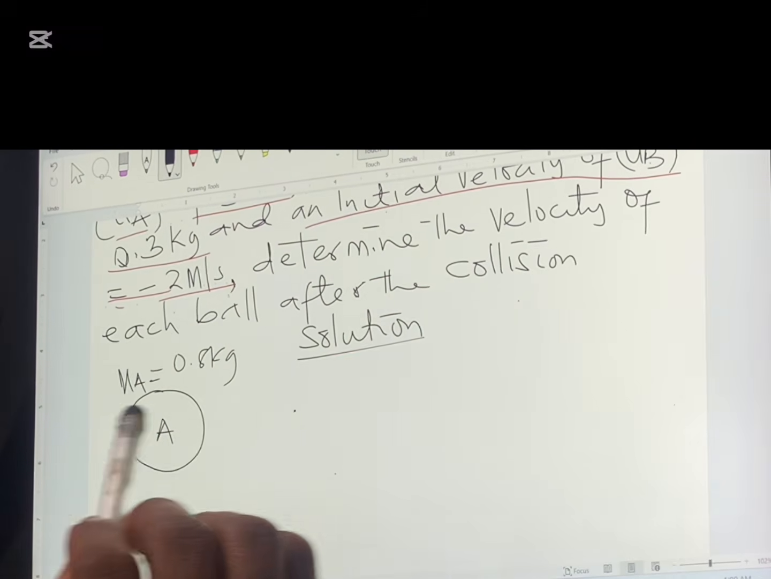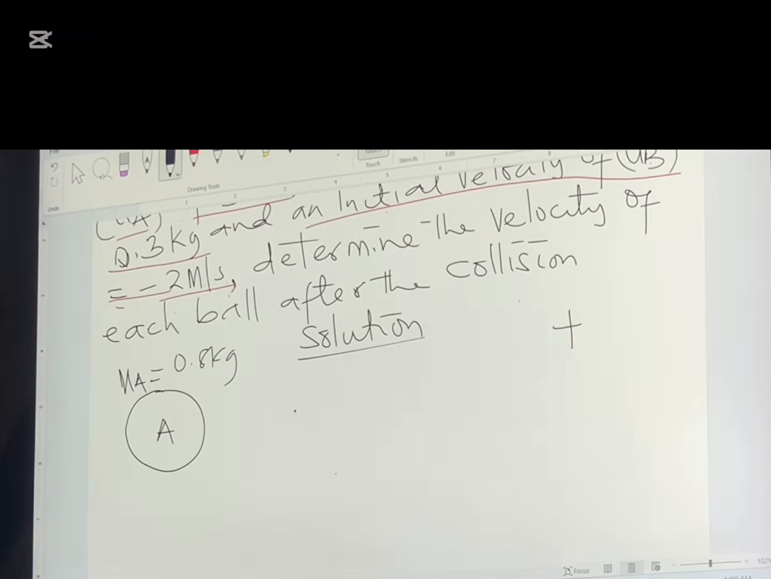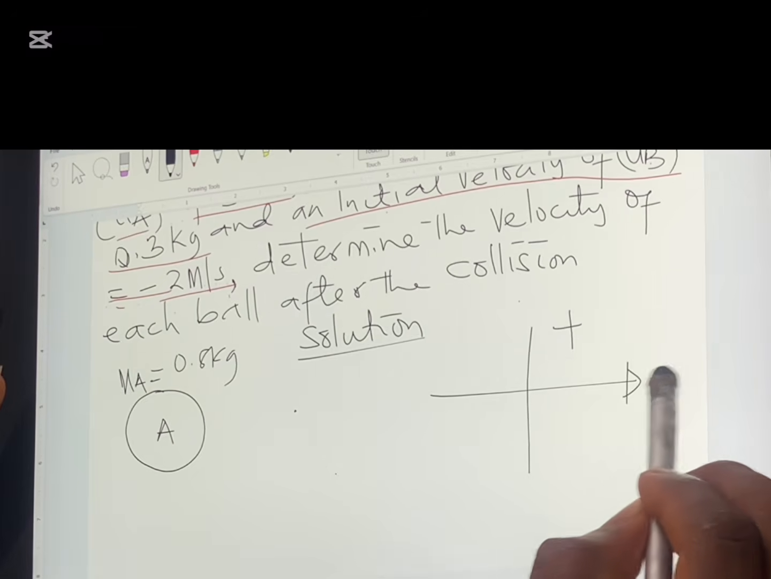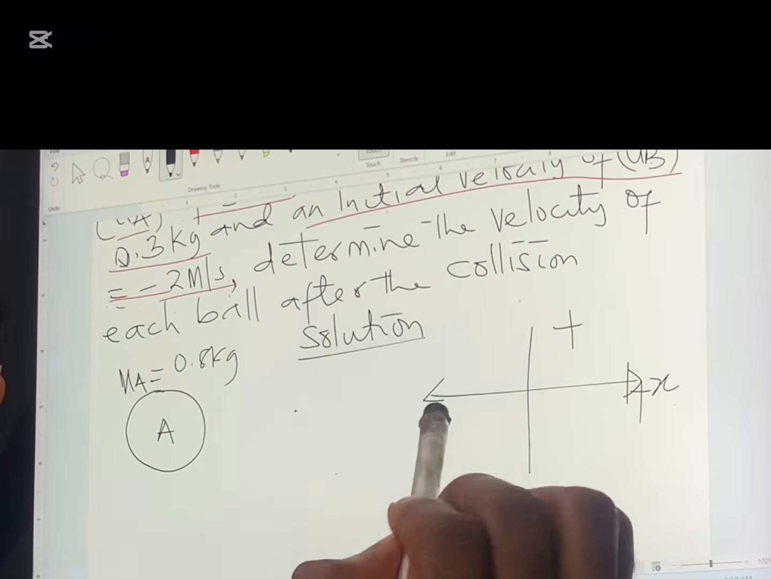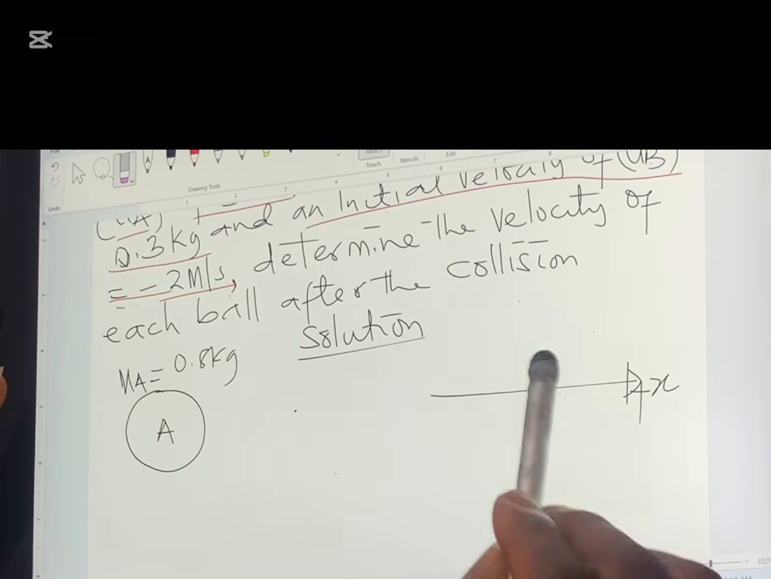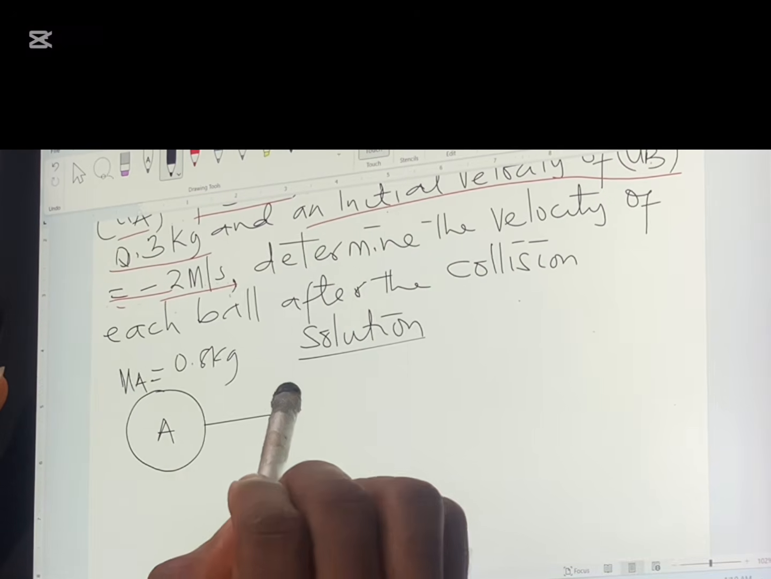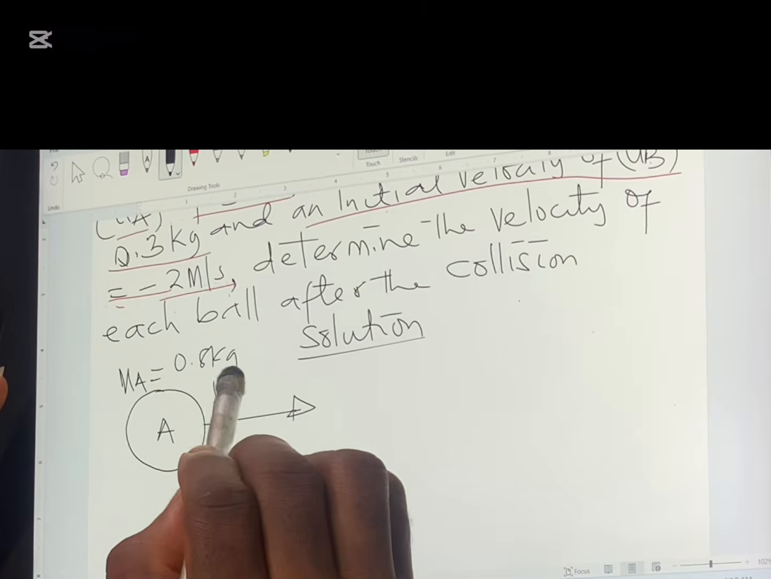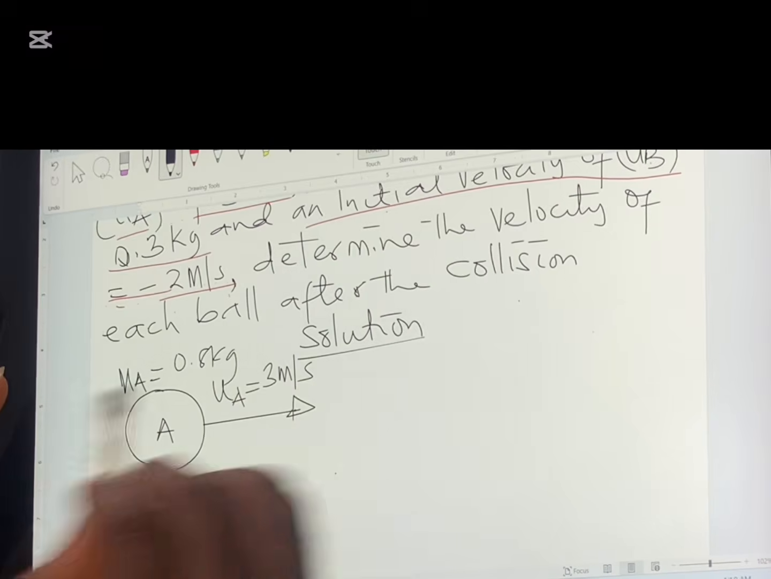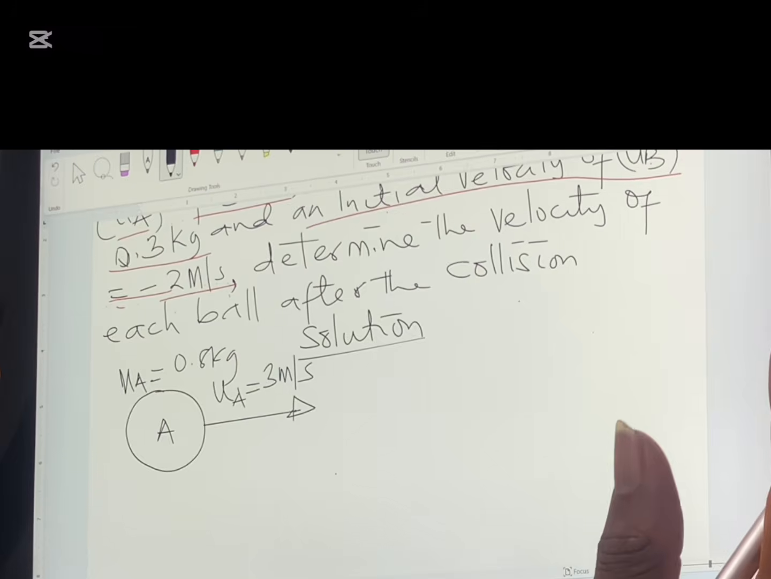Now, since the velocity is plus, it means that it's moving in the positive direction. If you have your Cartesian plane like this, this side here is for plus. This side here is negative. Please take note. So the velocity of ball A is positive. So the direction of the velocity will take this shape here. That is u of A is equal to 3 meters per second. Okay, please take note of this. The direction of velocity is always very, very important. Okay, it's very important. Sorry for that.